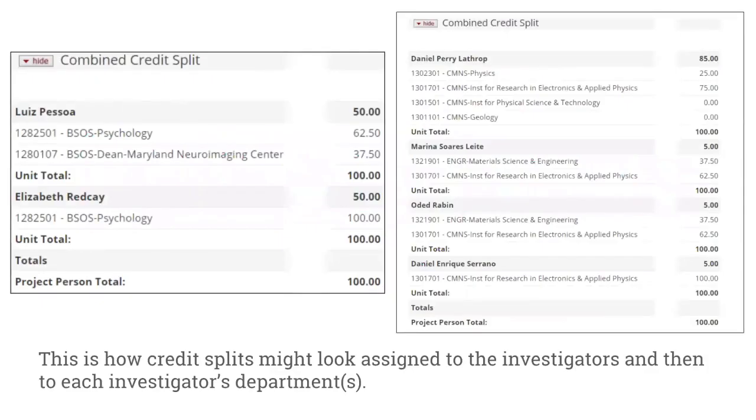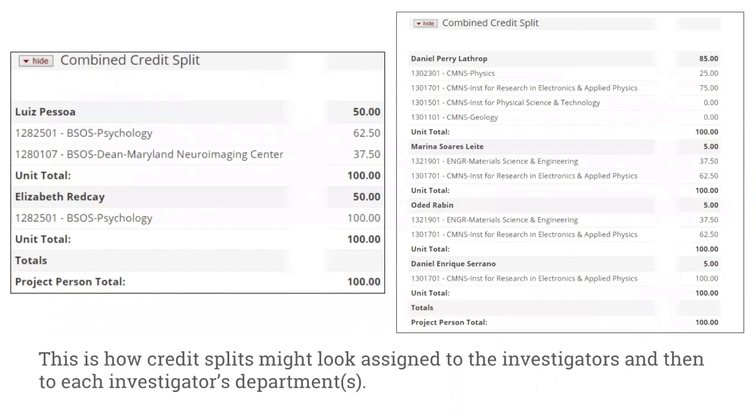These are two examples of awards from our system that I have provided. On the left-hand side, you can see what we would refer to as a relatively simple credit split. This award has two investigators, Dr. Pessoa and Dr. Redke. Dr. Pessoa has two units underneath him, and Dr. Redke has only one unit.